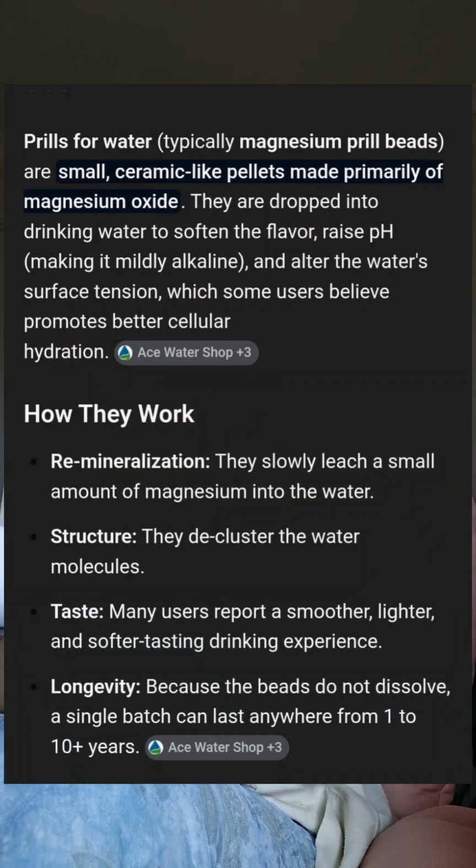In addition to selecting the best water you can find, prills are mentioned in chapter 8. So I don't have the previous chapters or the chapters beyond 11. But I did look up prills, and I will put a little thing here for prills. So yeah.